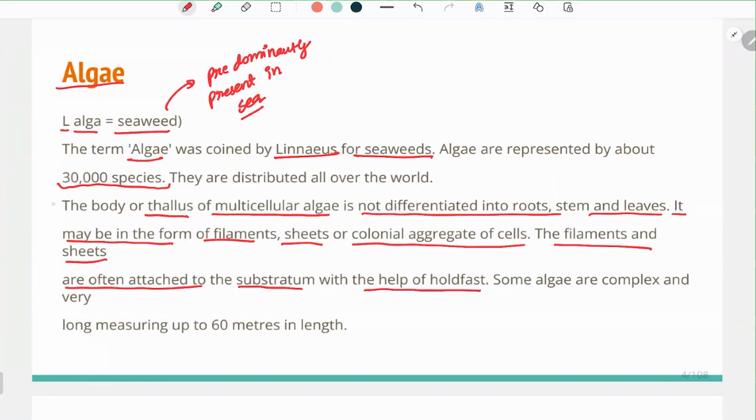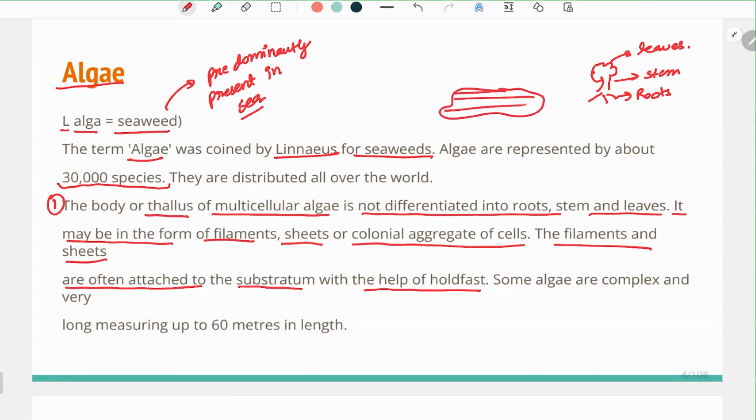So, by this point, we can see that the multicellular alga is not differentiated into root, stem, and leaf. We see the plants are differentiated into root, stem, and then leaf. But alga is somewhat like this. So there is no differentiation between root, stem, or leaf. We can't see roots, we can't see stem, we can't see leaves in an algae. And that is the only reason why it is called thallus. We will refer to the term thallus for all the plants which are not differentiated into root, stem, and leaf.